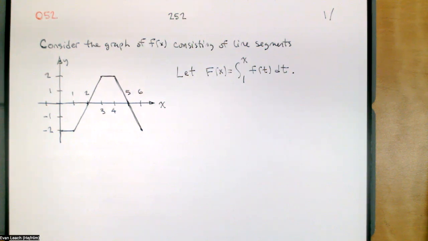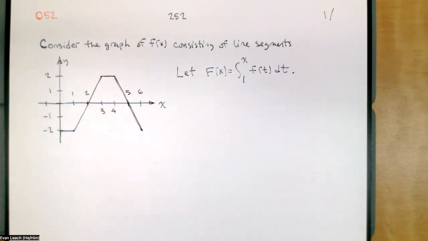So we're going to start with this nice straightforward problem. I'm going to define a function f of x with a bunch of line segments, and we're going to define a function capital F as a definite integral from 1 to x of f of t dt. So let's note some of the things that we want to see about this.